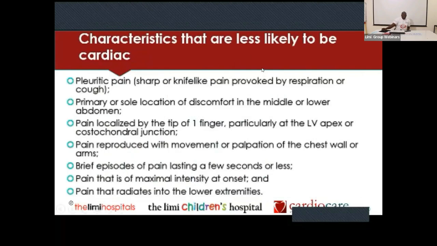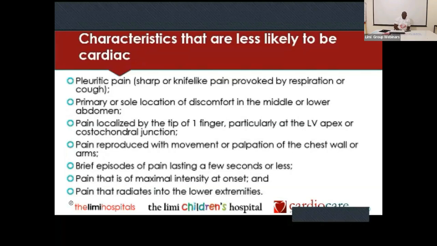Then what are the other characteristics that if you see, then it is less likely to be a cardiac pain? So if the patient has a pleuritic chest pain, it is less likely to be cardiac. If the location of the pain is below the umbilicus, it is less likely to be cardiac in origin. If the patient can localize the pain with the tip of a finger, because cardiac pain is a visceral kind of pain, dull, poorly localized. But if a patient can localize with the tip of a finger, and when you palpate, you also find tenderness around that area, it is less likely to be due to a cardiac issue.